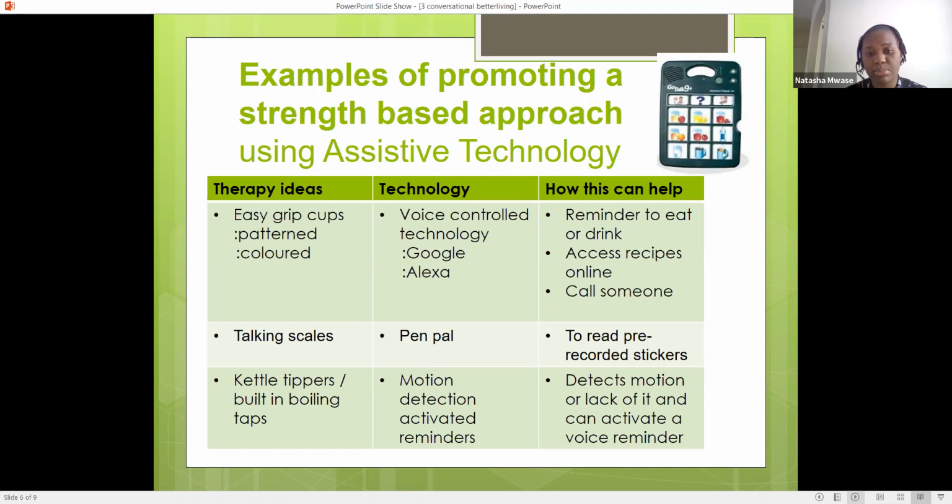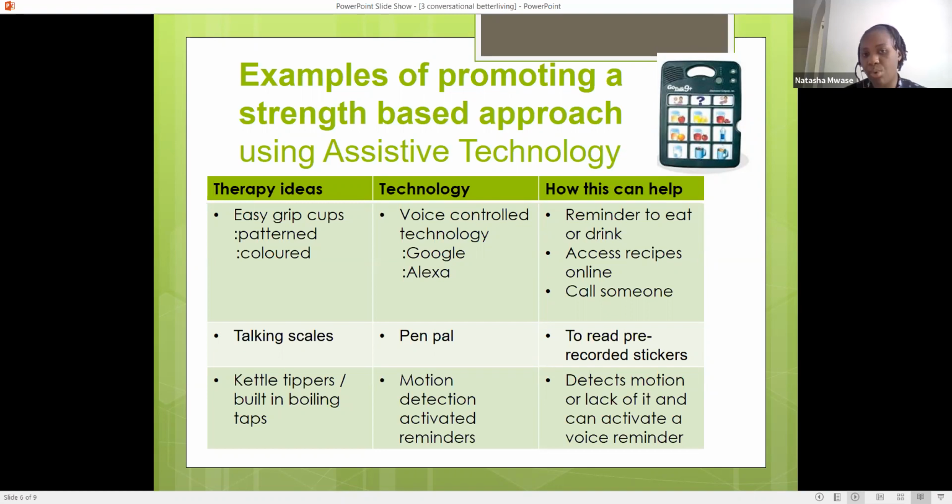The technology that can be used with that is voice control technology. Alexa is one of the technologies that is actually being used at the moment. So Alexa can be used for reminders to eat, accessing recipes, and calling someone.